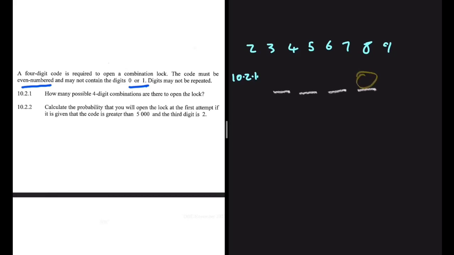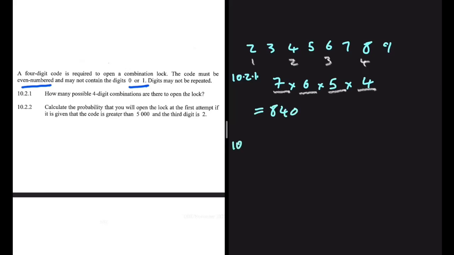How many even numbers do we have? Well, 2 is even, 4 is even, 6 is even, and 8 is even. So we have 4 possible digits that can occupy the last spot. So we are choosing from 4. Out of the 8 digits that we have, we used 1 on the last spot. Now we are left with 7 and no further conditions. So we have 7 possible digits for the next spot, then 6, then 5. We have 840 possible 4-digit combinations.